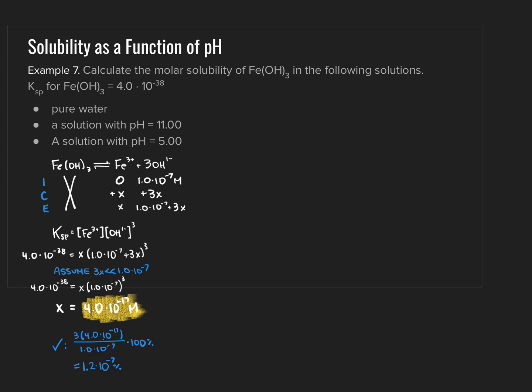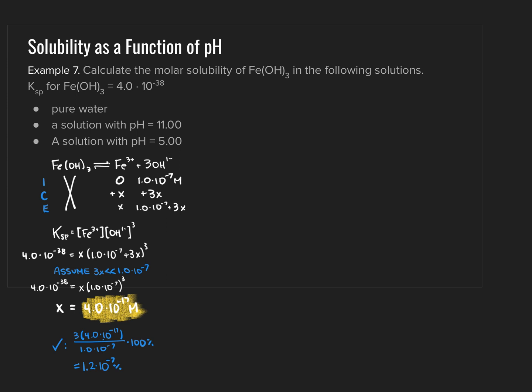So remembering that from these equations, the x value always describes the molar solubility of the dissolving solute, I can therefore say we would see 4.0 times 10 to the negative 17th moles per liter of ferric hydroxide would be expected to dissolve in a pure water solution.